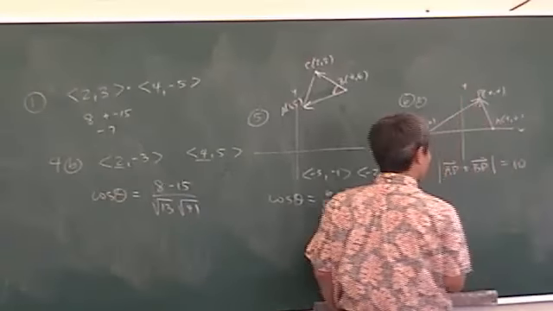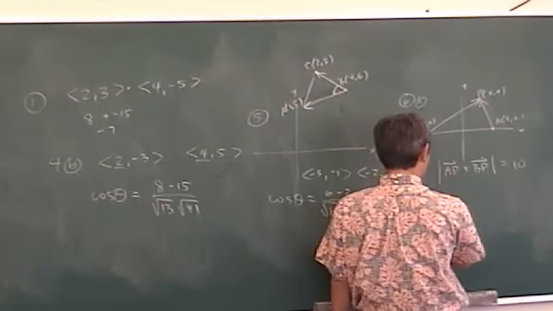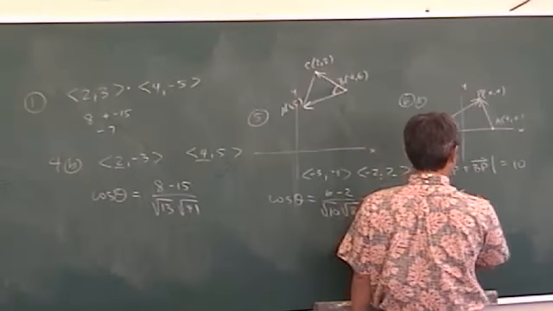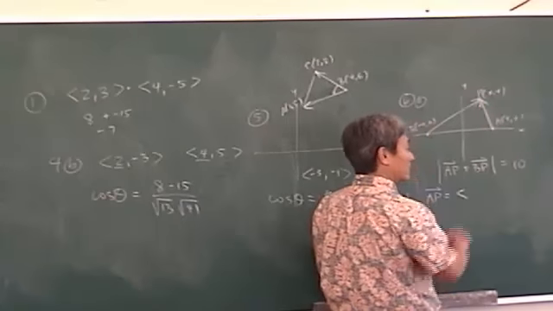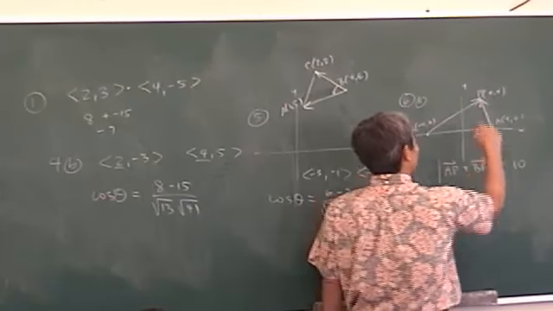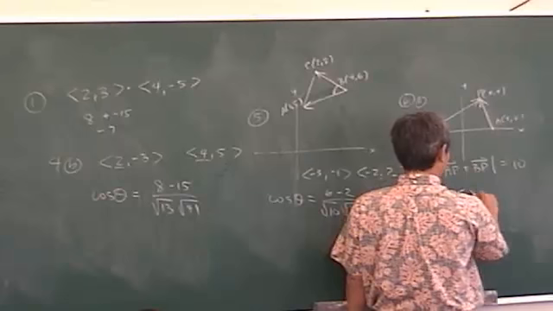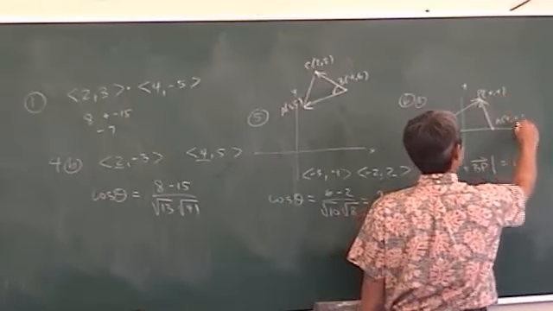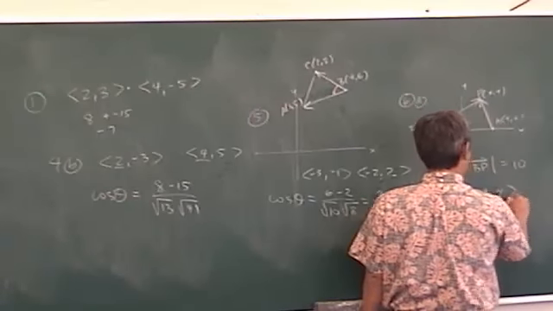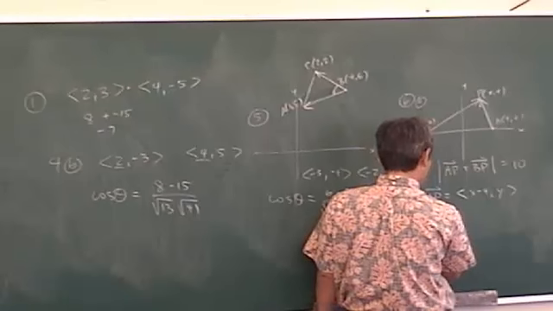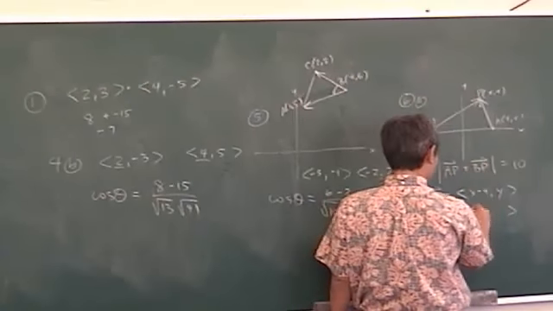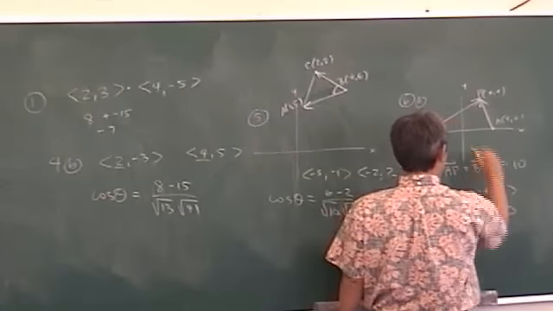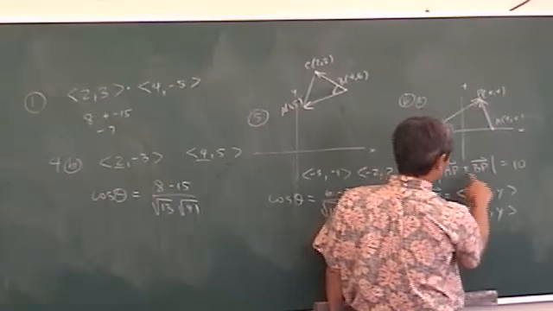Okay, can we componentize vector AP? Here's vector AP. Can you componentize it? Yes, head minus tail. What is head minus tail? X minus 4, and then head minus tail, y. Okay, now what about vector BP? Componentize it. Head minus tail, head minus tail. Okay, now what does it say to do next?